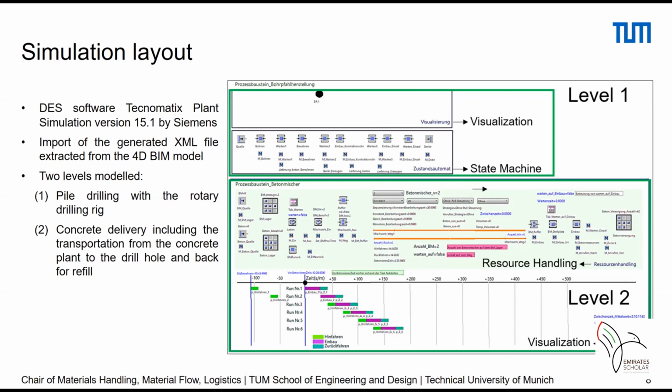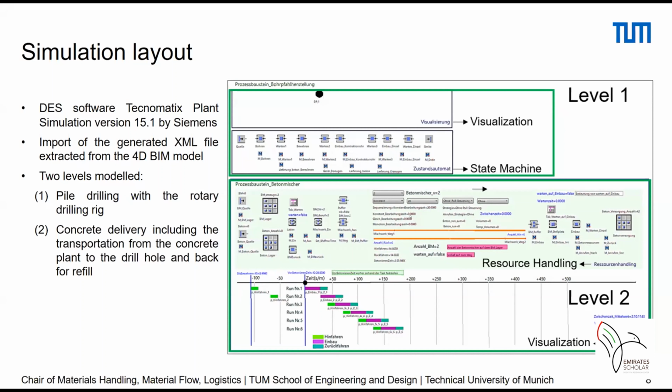So this was the BIM model which we created, and we integrated it into a simulation. Therefore we developed the simulation layout with the Siemens DES software, and we imported generated XML files. We also developed a 2-level model. The first model is to visualize the pile production itself, and the second is the state machine, the state of the machine or the equipment, so in which phase the equipment is.